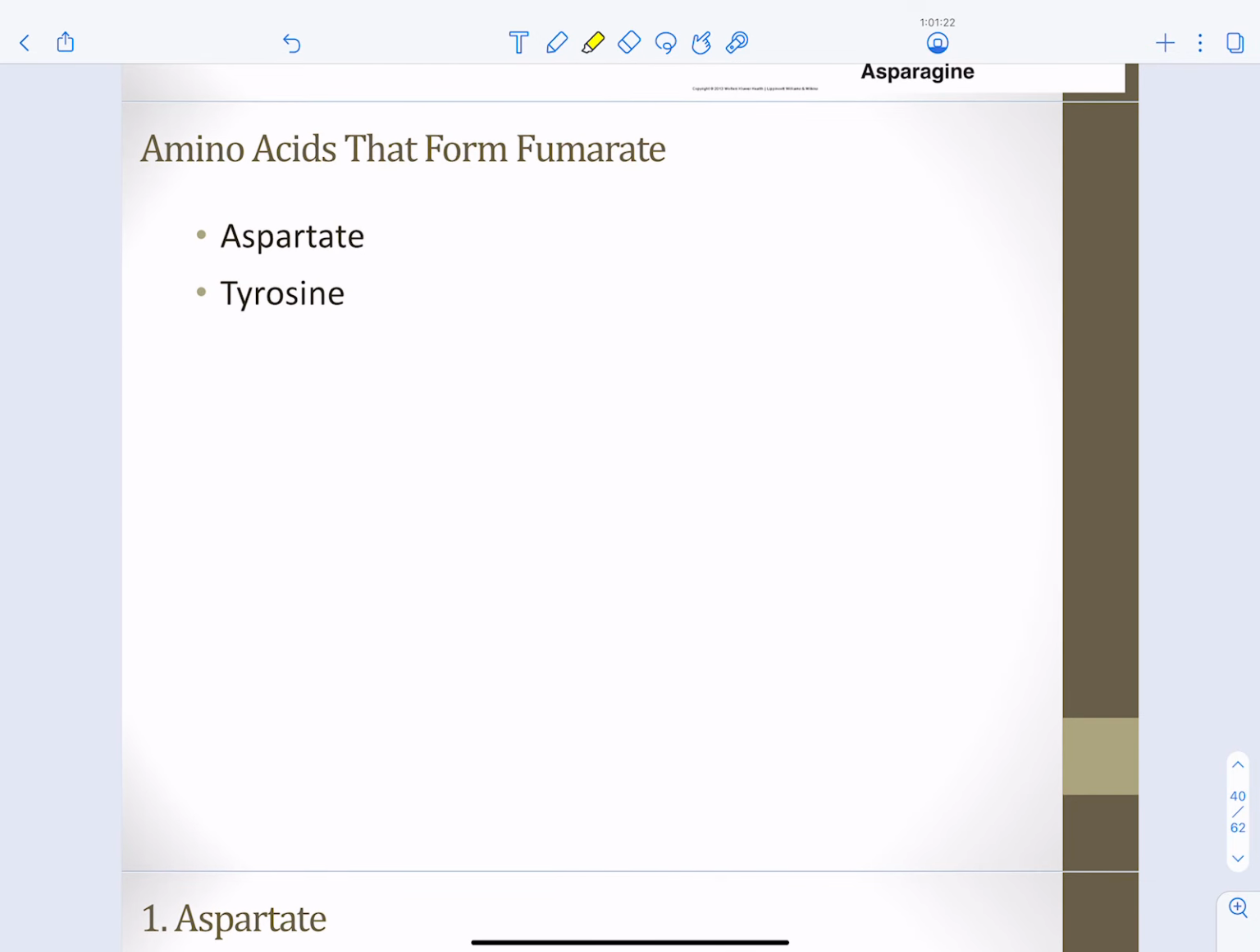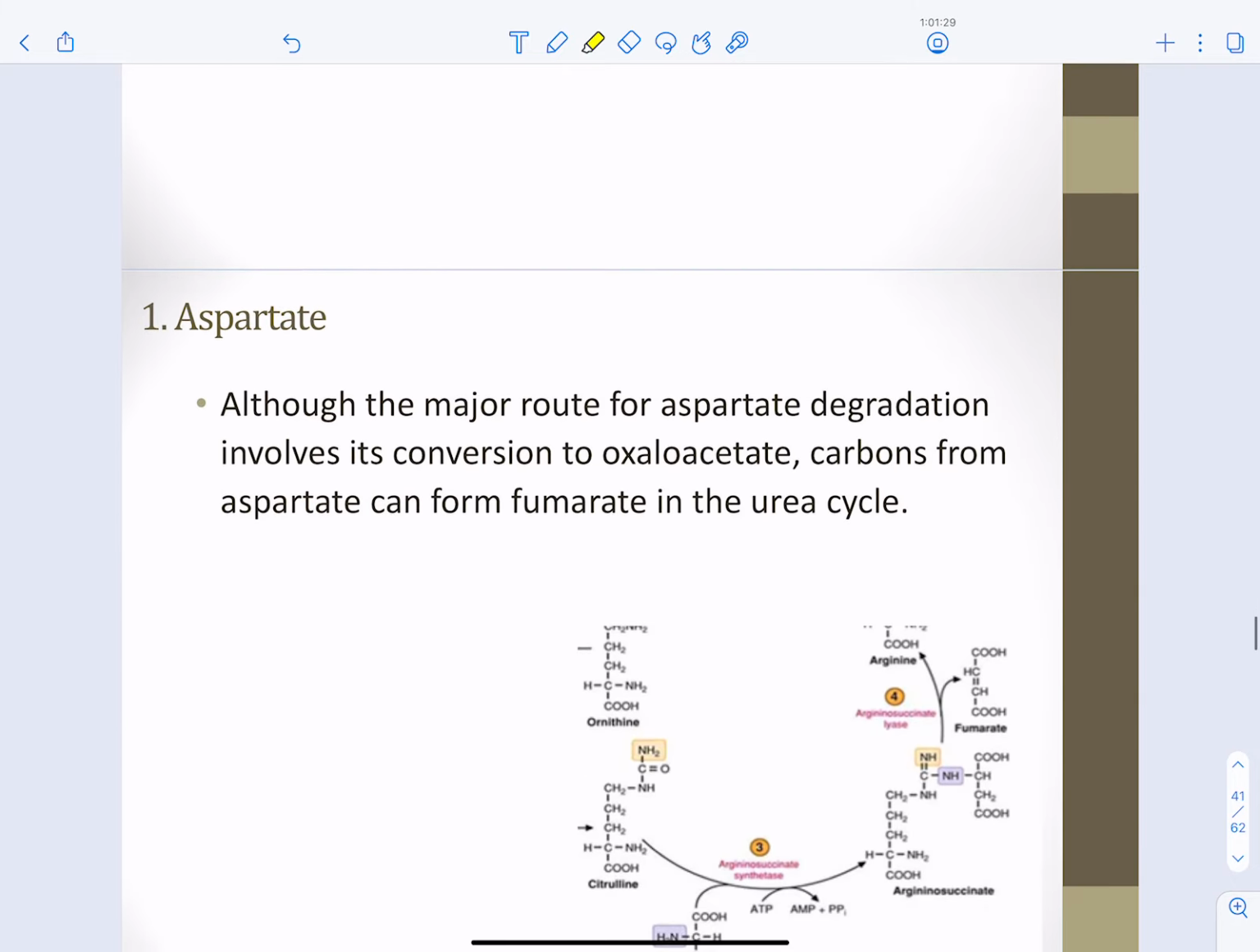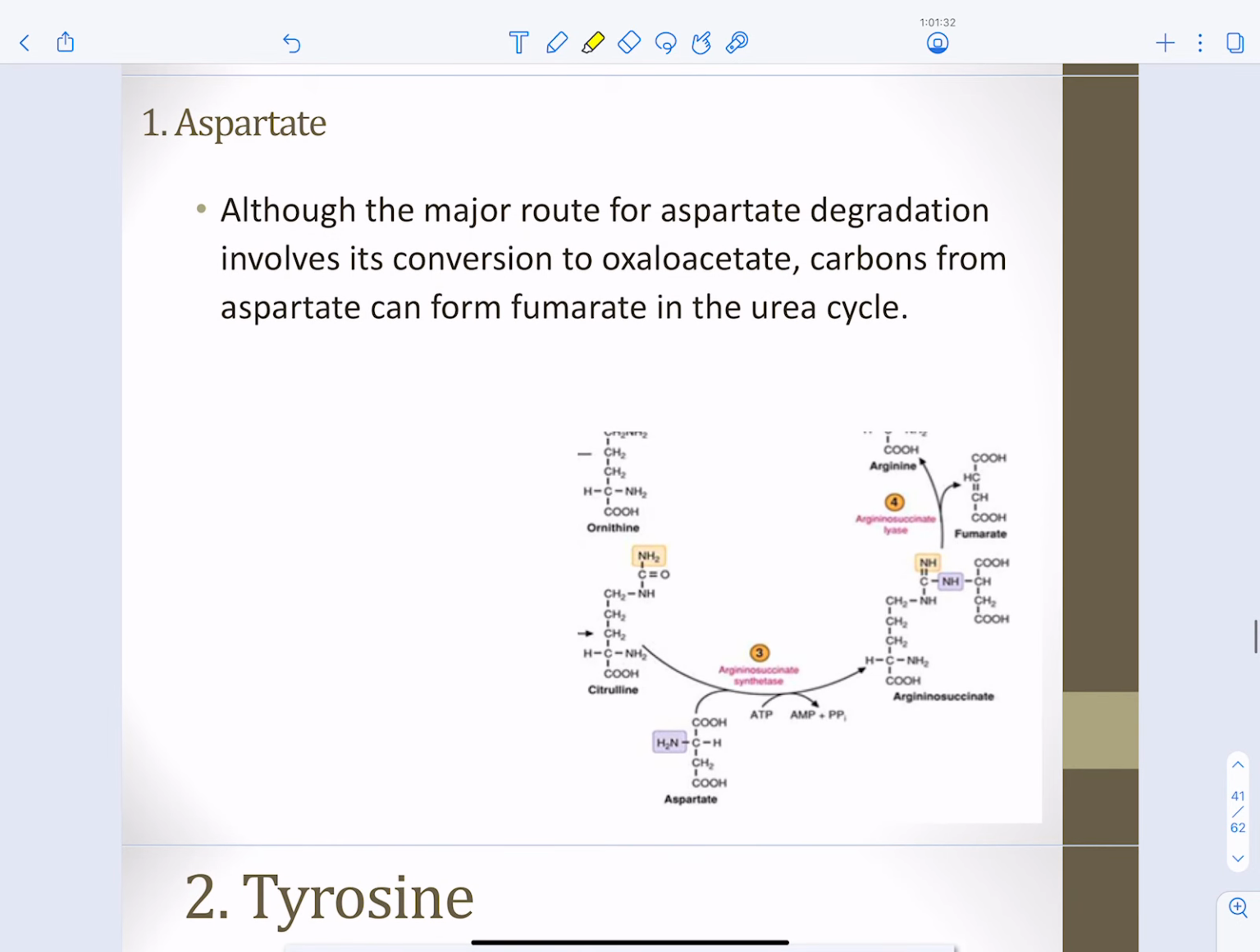Okay, so another TCA cycle intermediate is fumarate. So amino acids that form fumarate are going to be aspartate and tyrosine. So aspartate degradation, the major route is going to be that transamination back to oxaloacetate. However, a minor route for aspartate is going to be generation of fumarate in the urea cycle.